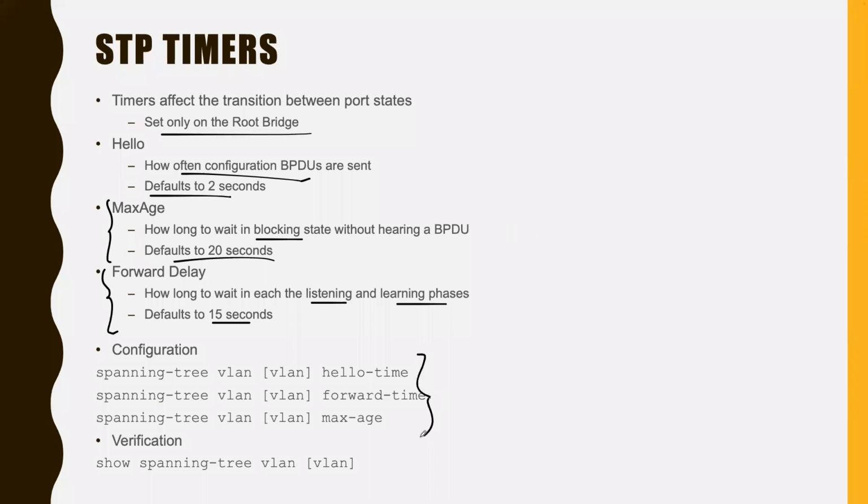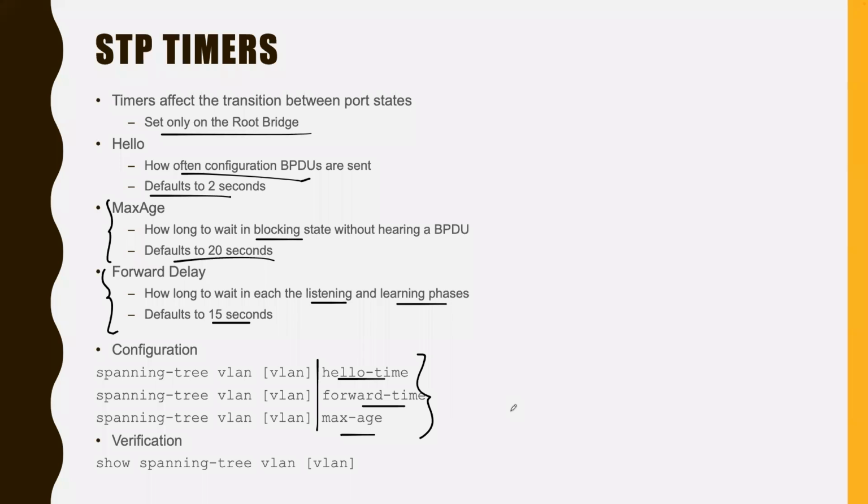These are some of the configuration commands, how we can change these hello timers, forward delay timer and max age timer. This can be done per VLAN. As of now, I have not considered VLAN over here, but yes, spanning tree has its different types.